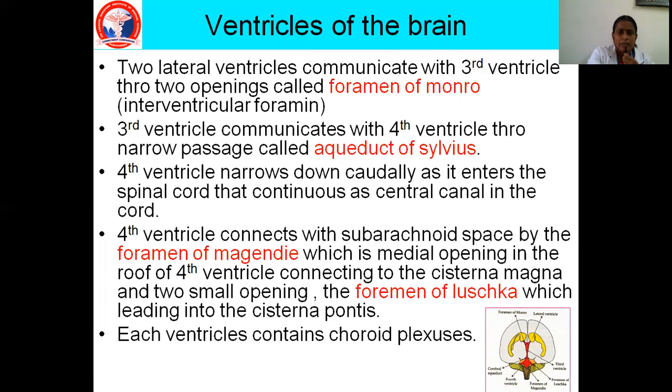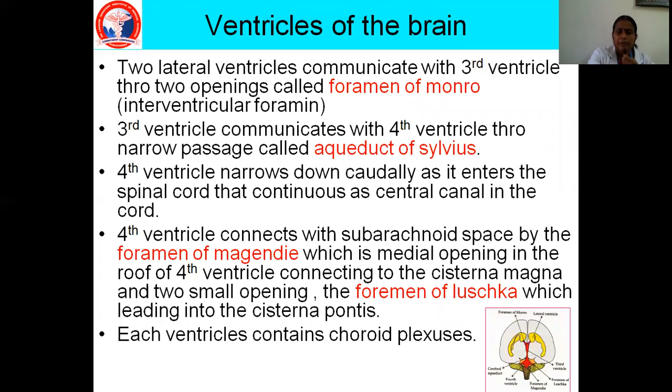This fourth ventricle narrows down caudally as it enters the spinal cord, where it continues as the central canal in the spinal cord. The fourth ventricle connects with the subarachnoid space by the foramen of Magendie, which is the medial opening in the roof of the fourth ventricle connecting to the cisterna magna, and 2 small openings, the foramina of Luschka, which lead into the cisterna pontis. And each ventricle contains choroid plexuses.